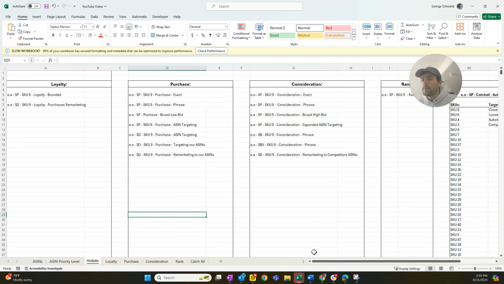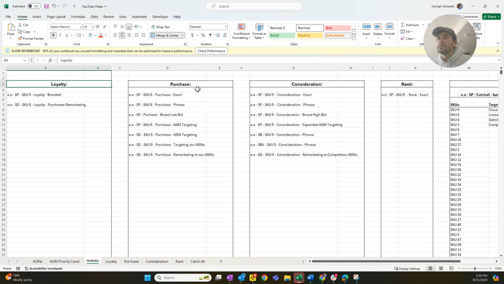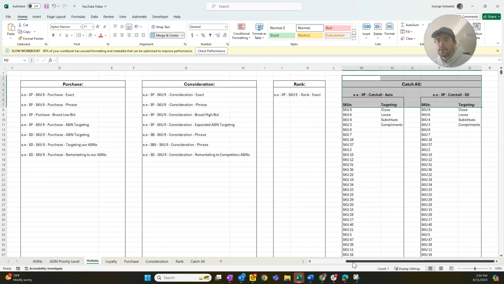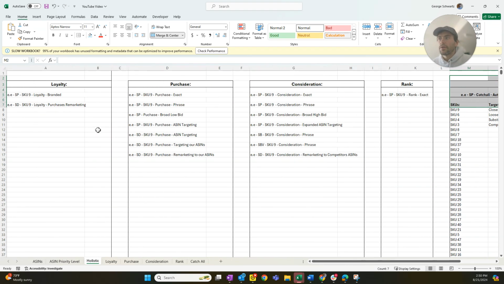So holistic ad strategy is gonna include every portion of the funnel from loyalty to purchase to consideration. You're also gonna wanna rank, and you're gonna wanna have your catch-alls. So let's break this down a little bit further. I have all of the different campaign types that you might want to run within each.